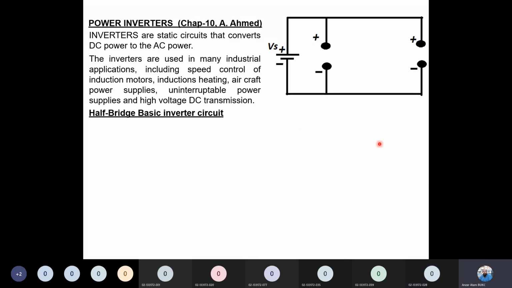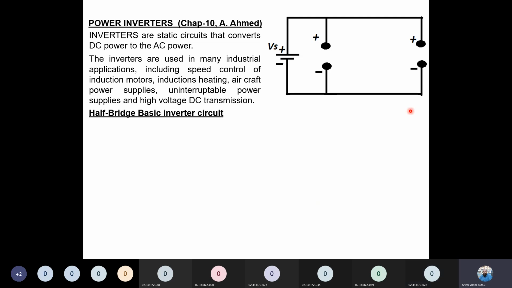If you want to create an image of an inverter in your mind, then just sketch this. Take a DC value, the battery value, and just place two contacts, first for the plus and second for the negative. This is absolutely your inverter, and the inverter is nothing more than this one.